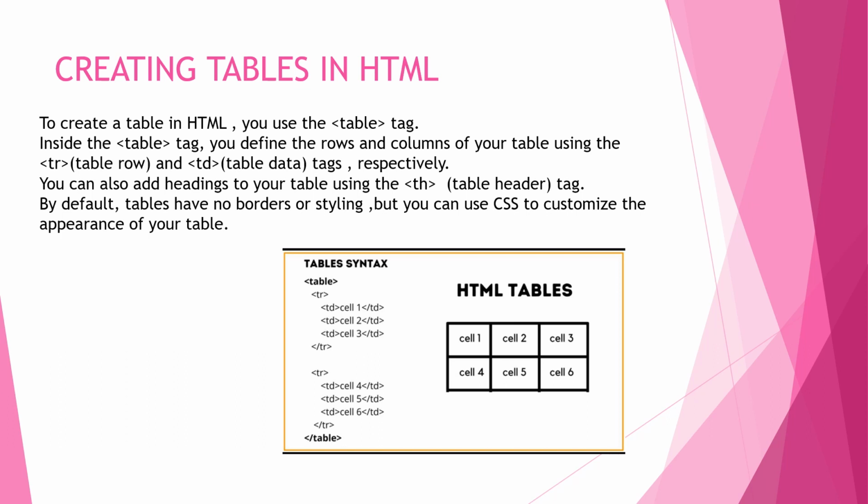Below, you can see an example of table creation in HTML. First, you define the table tag, followed by tr, that is the table row. Then you define table data, and in the table data we have defined cell 1, cell 2 and cell 3. You close that row with slash tr. Then you open the second table row, tr, followed by td table data definitions. Those include cell 4, cell 5, cell 6, and you close the table row, and finally you close the table.